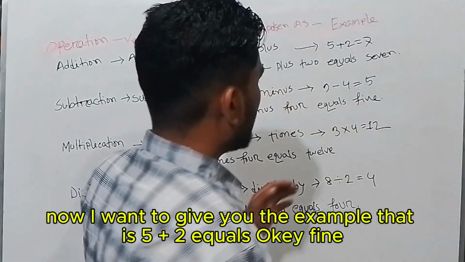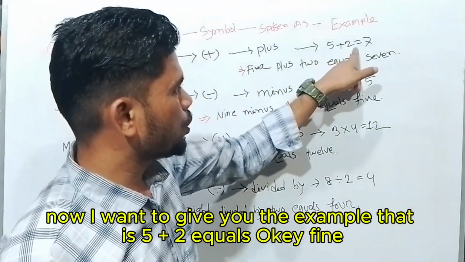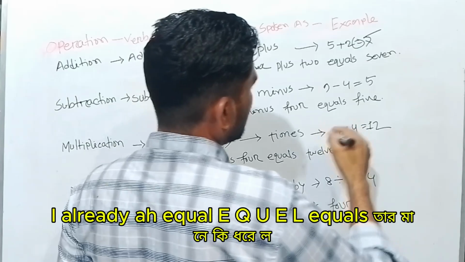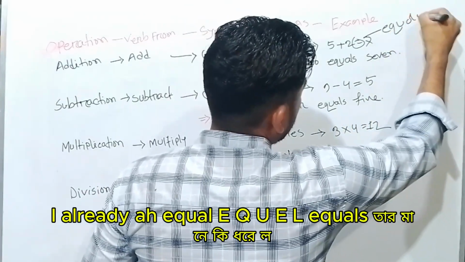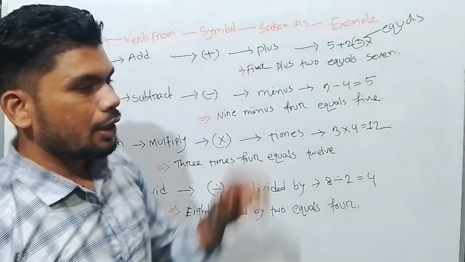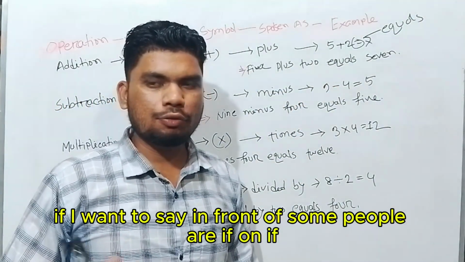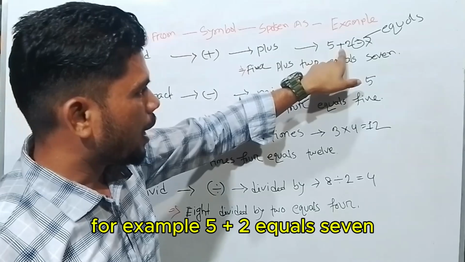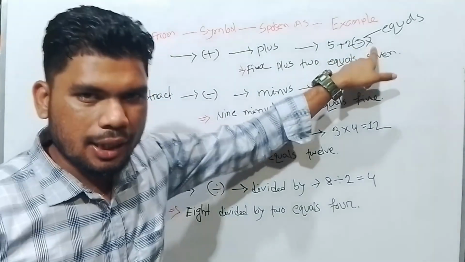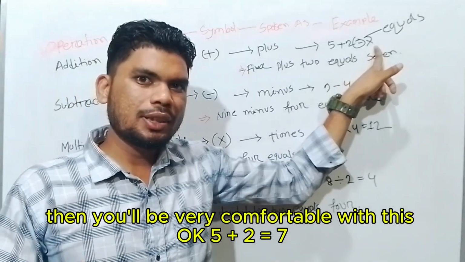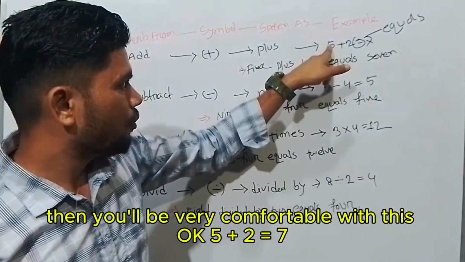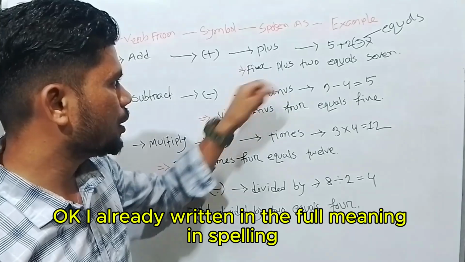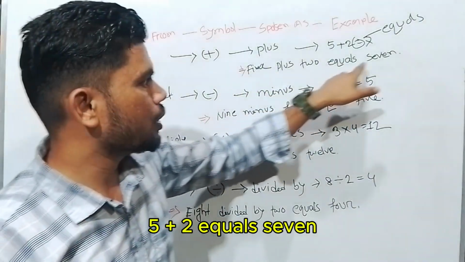For example, now I want to give you the example, that is 5 plus 2 equals. Okay fine, this symbol name is equals. If I want to say it in front of some people or in front of my students, how can I say it? For example, 5 plus 2 equals 7. Again, repeat after me, man. Then you will be very comfortable with this. Okay, 5 plus 2 equals 7. I have already written it out in full in spelling. 5 plus 2 equals 7.